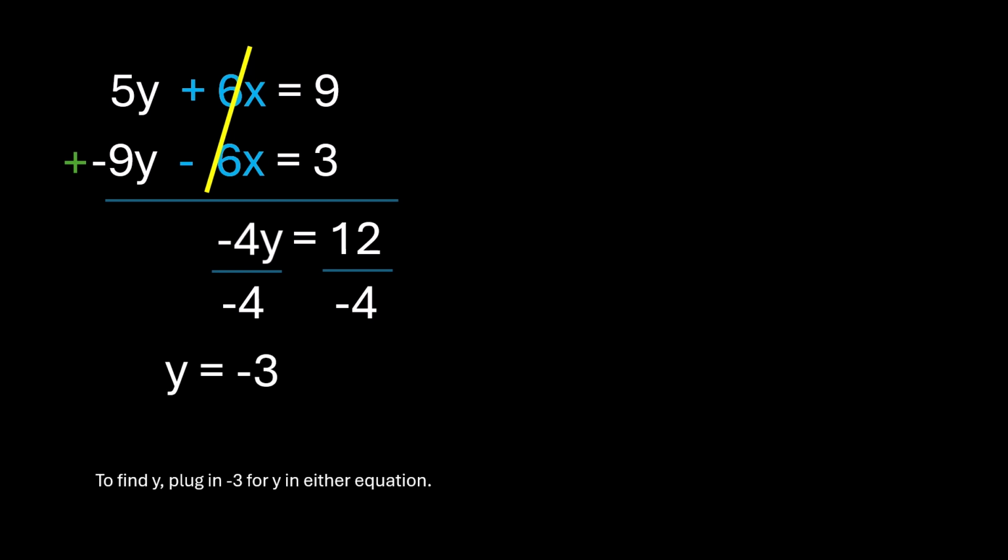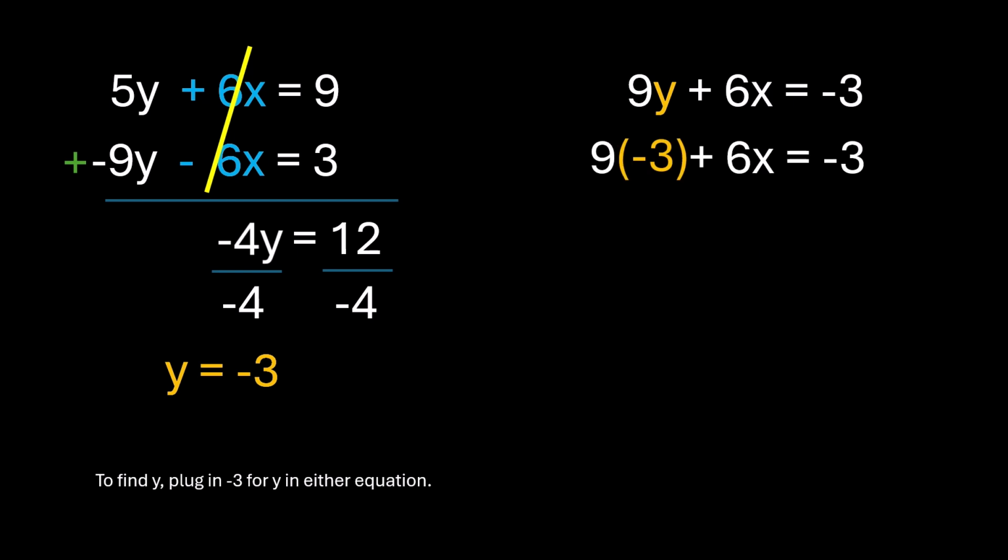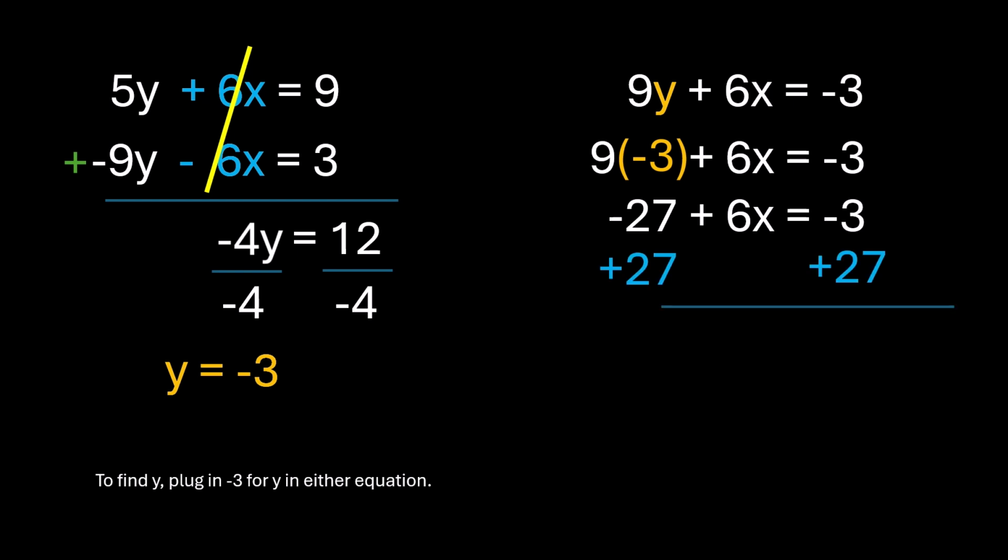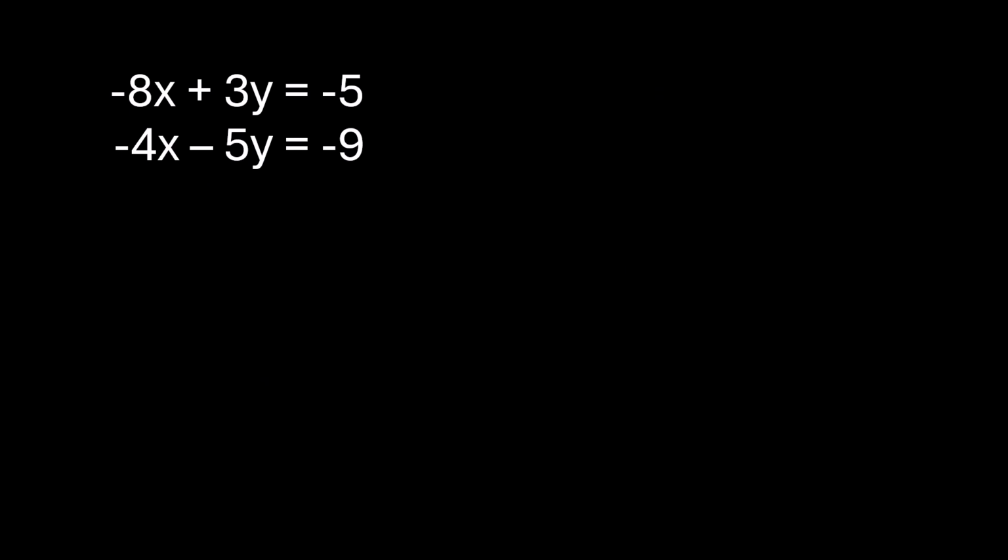I need to find out what x is, so I'm going to pick either the top equation or the bottom equation and plug in for where y is. I'm going to plug in -3. I'm going to simplify that equation. 9 times -3 is -27. I'm going to solve for x, so I'm going to add 27 to both sides. I'm going to get 6x equals 24, divide both sides by 6, and that gives me x is equal to 4.